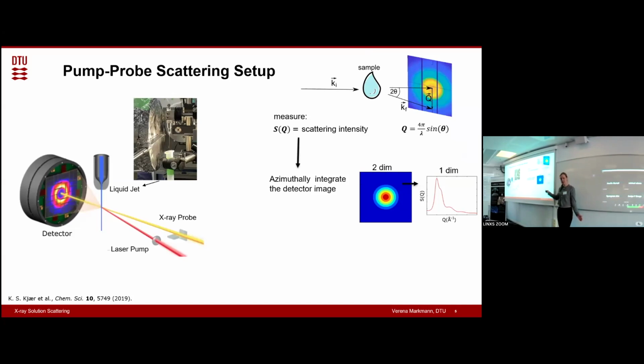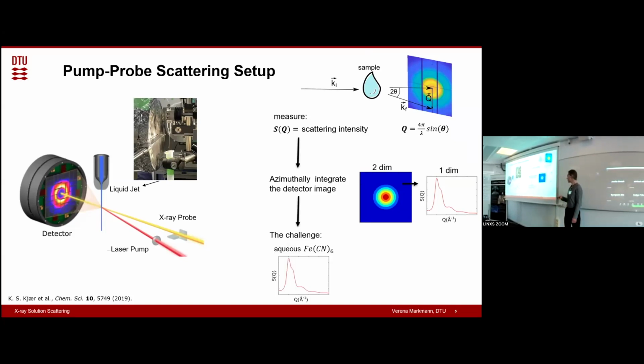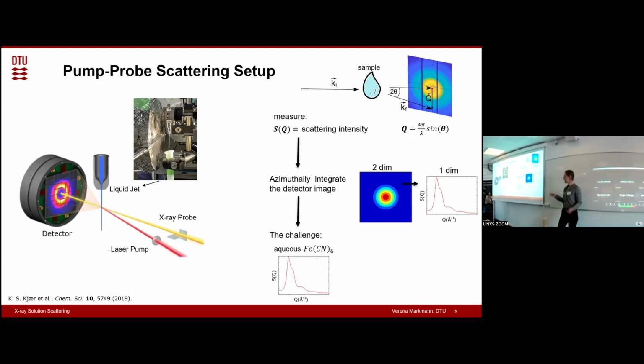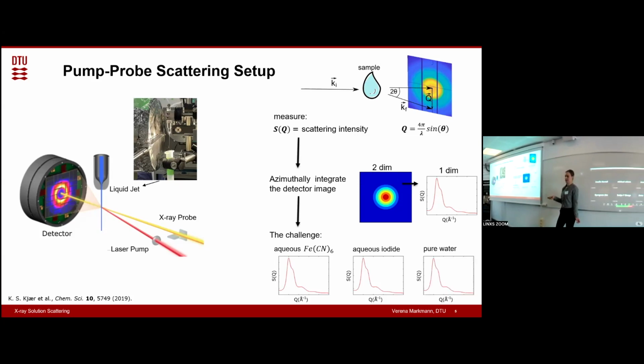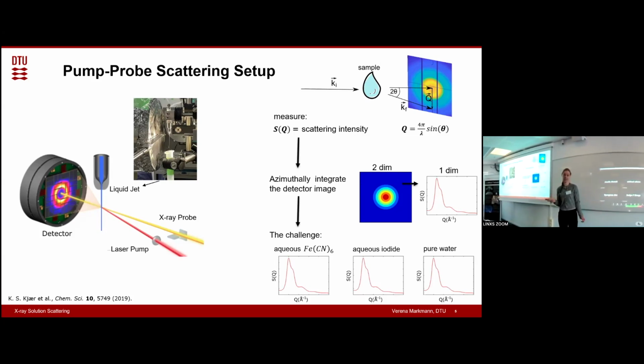This is nice and good, but gives us also some challenges because we have our sample in a liquid environment. So if we look at these kind of curves for example, a molecule like iron hexacyanide in water, that looks very, very similar to the scattering from a molecule like iodide in water or just water itself, because most of the molecules that scatter in a liquid jet will be water, right? So we have to still get somehow to the information of what the molecule actually does when we excite it.